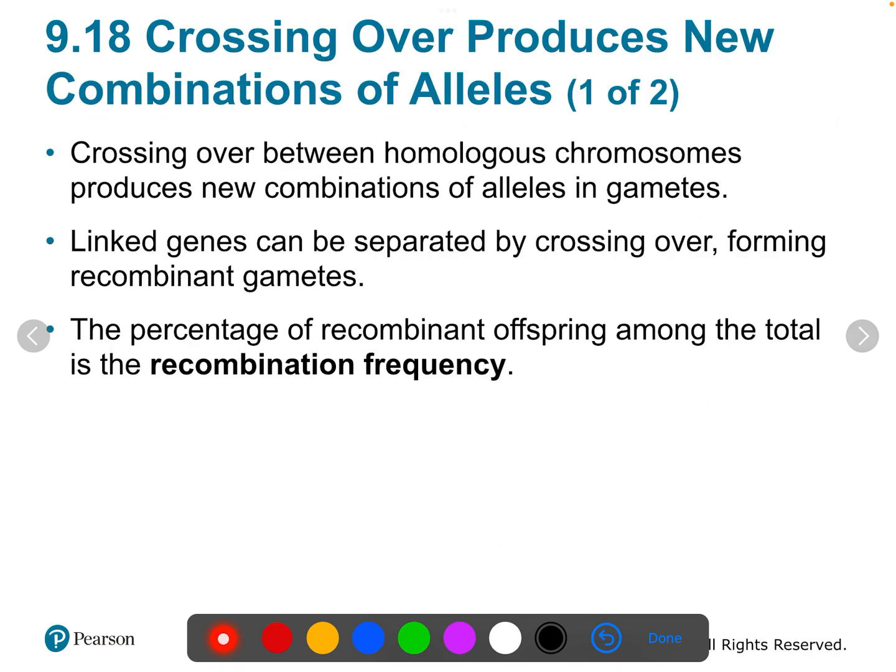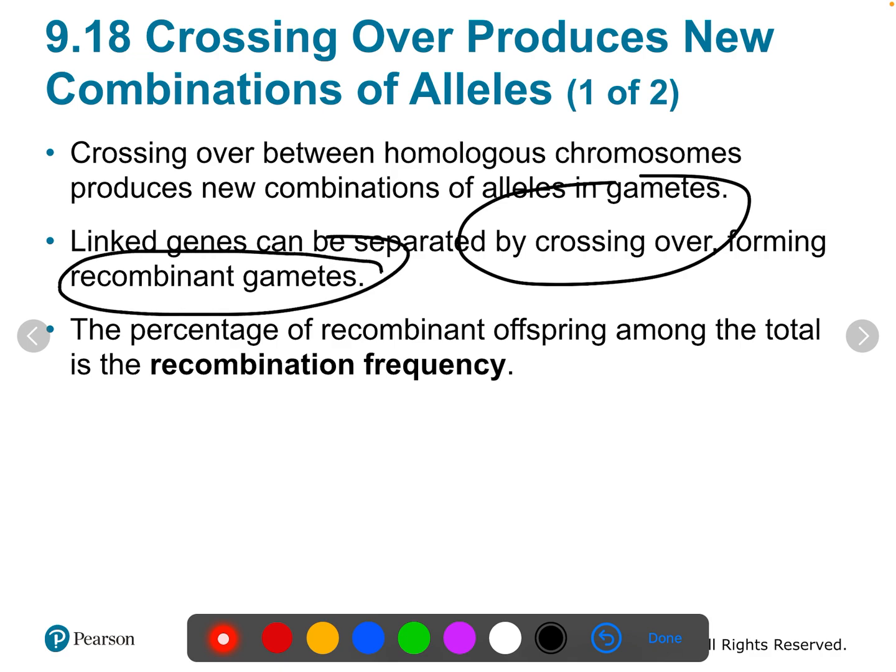Now, some of this, of course, has to do with crossing over, remember, which we talked about. Some linked genes can be separated by crossing over, and some may not, depending on how close they are. Maybe they separate together, or maybe they stay together when the crossing over occurs. But remember, we call that crossing over and the rearrangement of the genes as they're transferred from one chromosome to the other. We call the resulting gametes recombinant gametes, because their genetic information has been recombined together. And the percentage of recombinant offspring amongst the total is called recombination frequency.